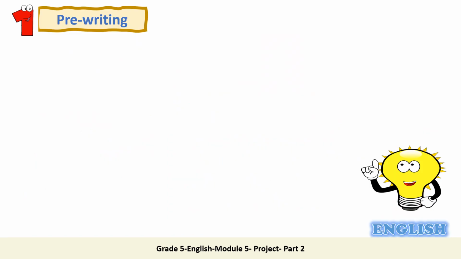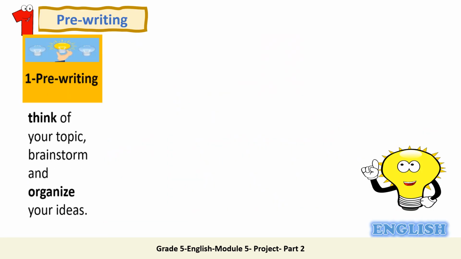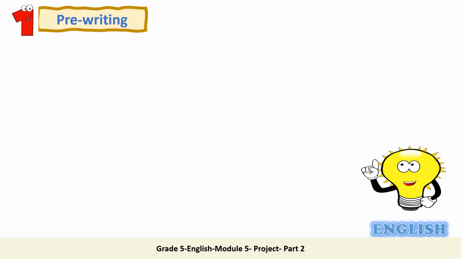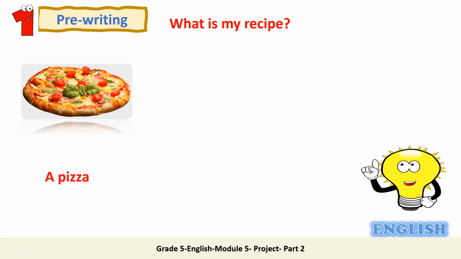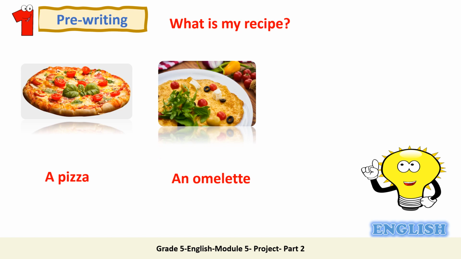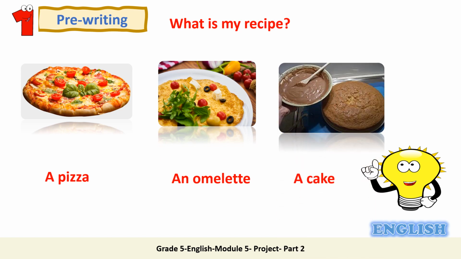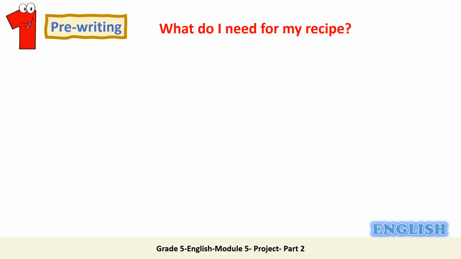Before you write, you need to think of your topic, brainstorm, and organize your ideas. Ask yourself some questions. First, what is my recipe? It may be a pizza, it may be an omelette, or a cake. Second, ask yourself this question. What do I need for my recipe? You have to write the ingredients of your recipe.